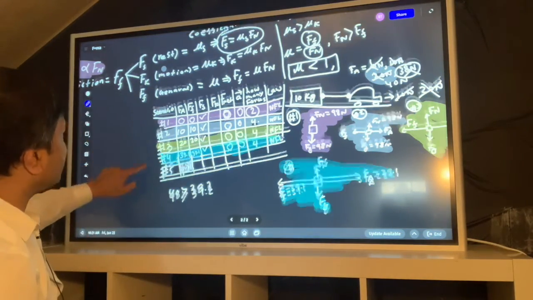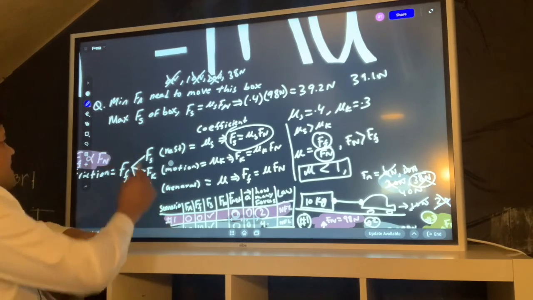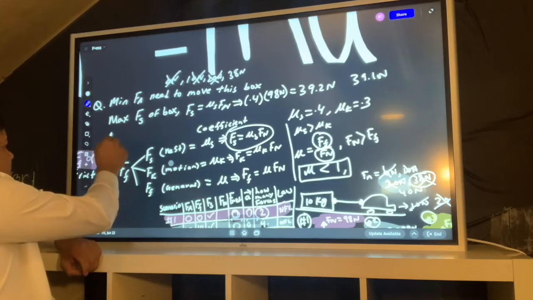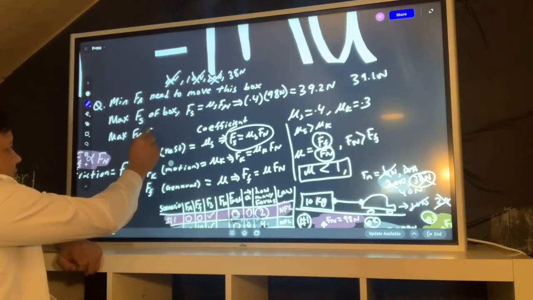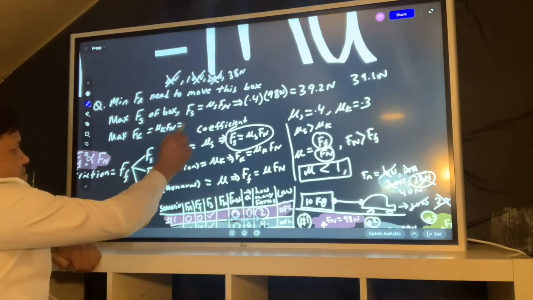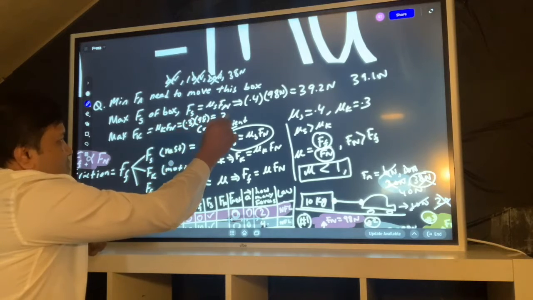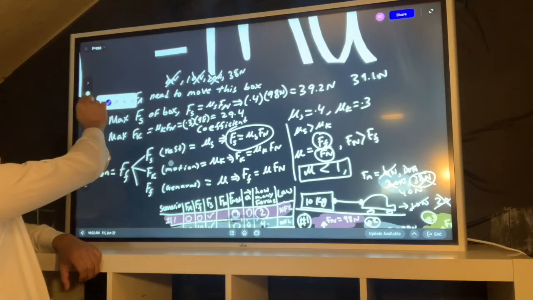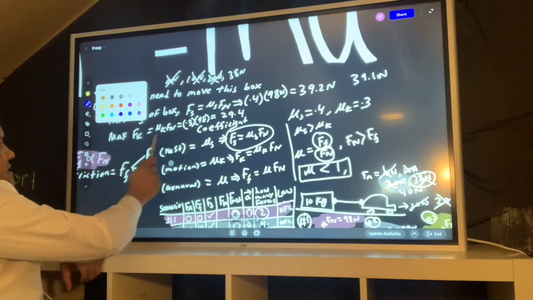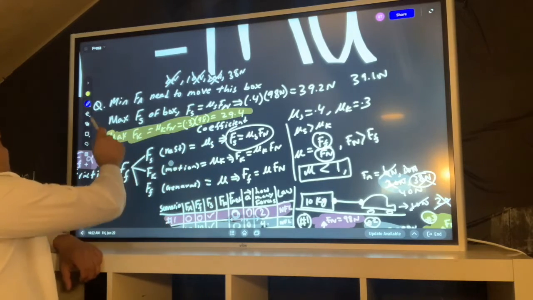Alright, to understand that, we have to go back right here. What is the maximum kinetic friction of this box? That is mu k Fn. So mu k is 0.3 and Fn is 98 Newton, and that gives you 29.4. I'm going to highlight it because it gets crowded. 29.4 Newton.